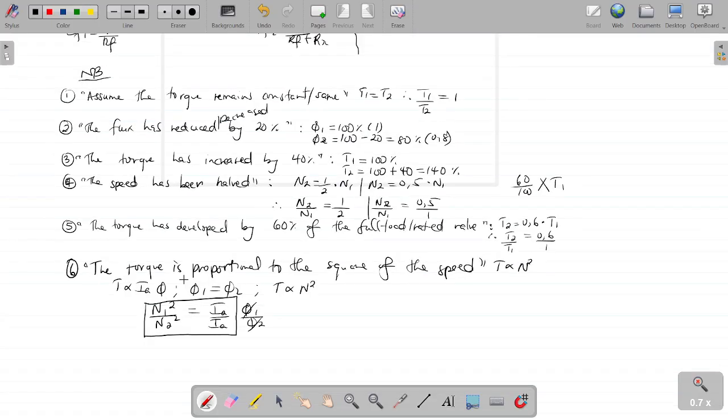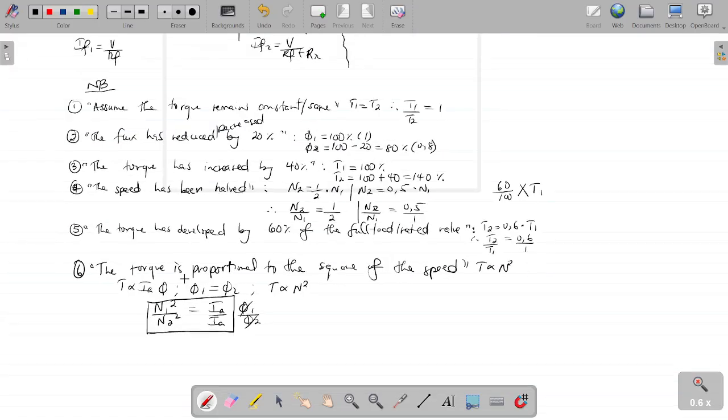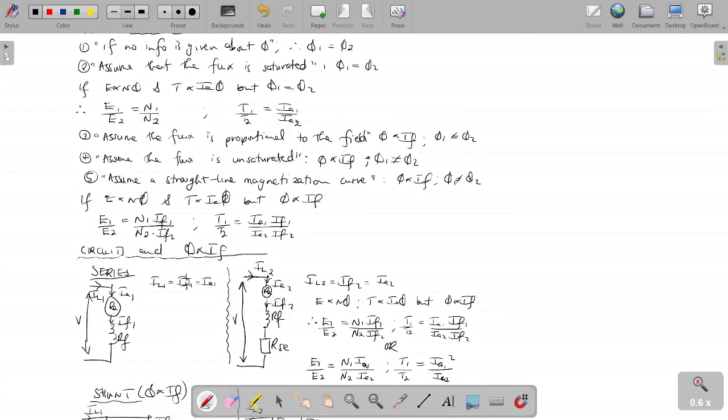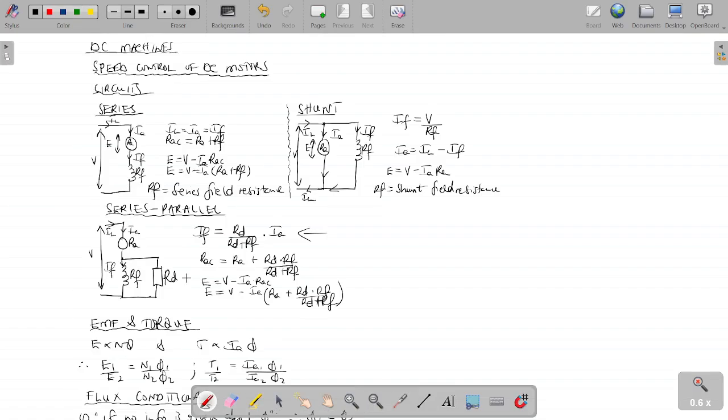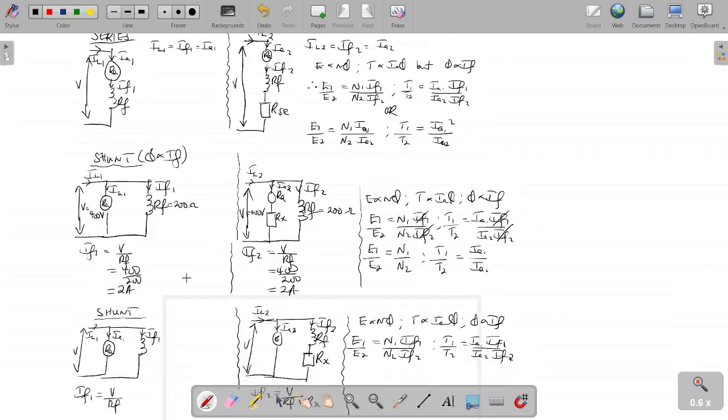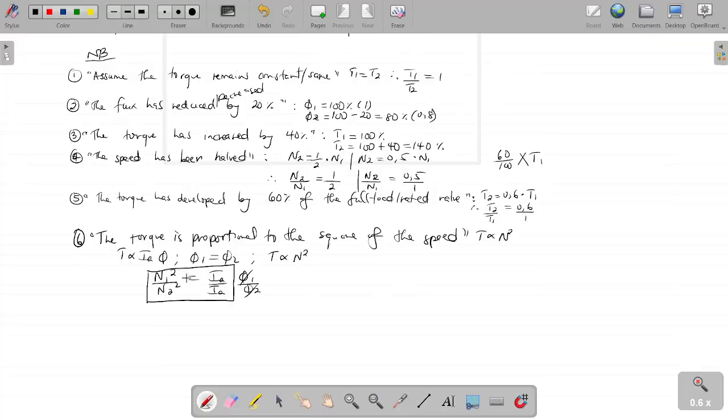So these are our equations and standards for speed control. And we will try to answer maybe 1 or 2 questions.